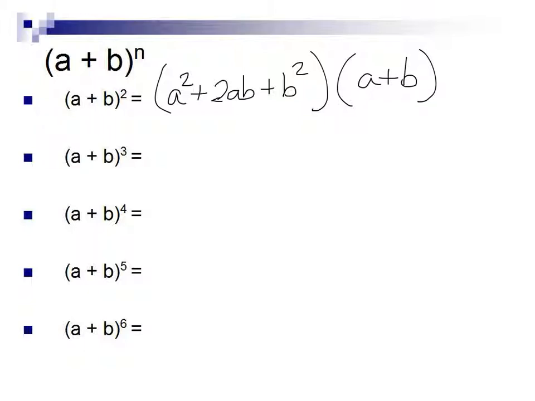And so then you would have to take this a and distribute it, take this b and distribute it. You'd end up with 6 terms there. Hopefully some like terms would condense together, and then you'd have your (a + b) cubed. All right, that wasn't too bad.